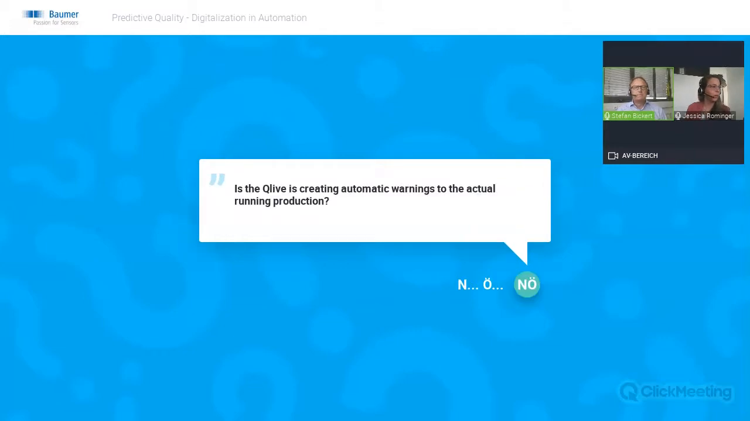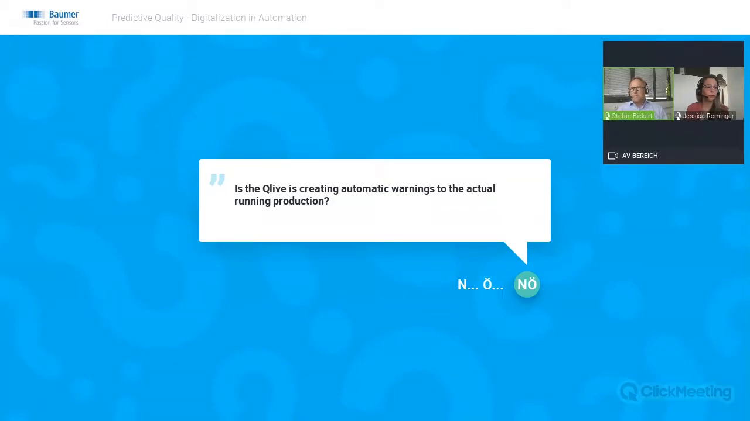Okay. Is QLife creating automatic warnings for the actual running production? Yes. It is up to you. You can select and do the settings: when do you want to have a warning, when do you want to have a reject, and when do you want to get only a message. You can pre-select that and set it based on your quality handbook and your requirements. That is relatively easy, it's two clicks to set it up.